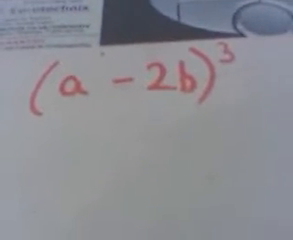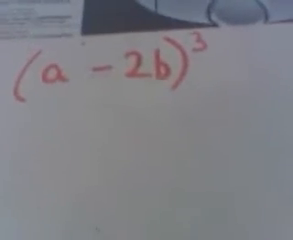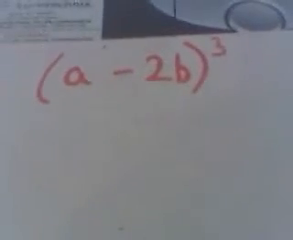And now it's your turn. A minus 2b all raised to the power 3. Press pause once you've written it down. Take you about 5 minutes. Make sure you show all your working, every single step, and you'll be fine.